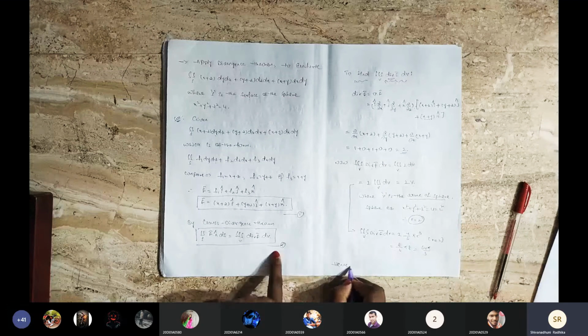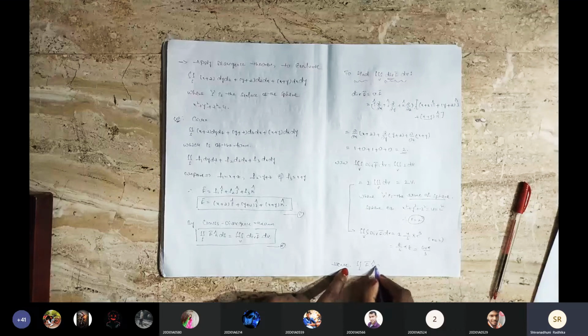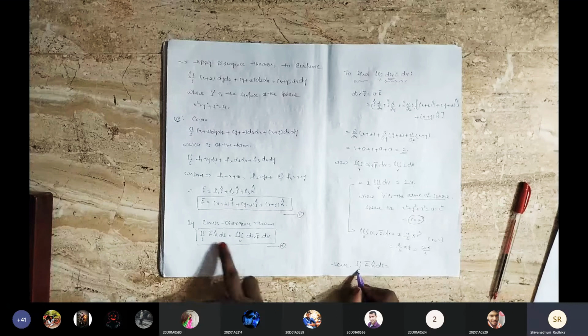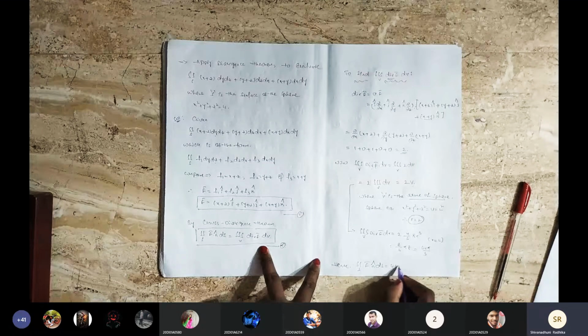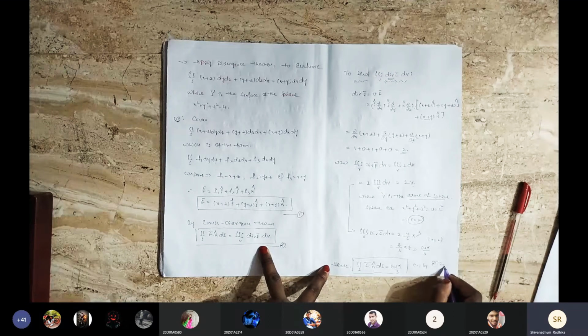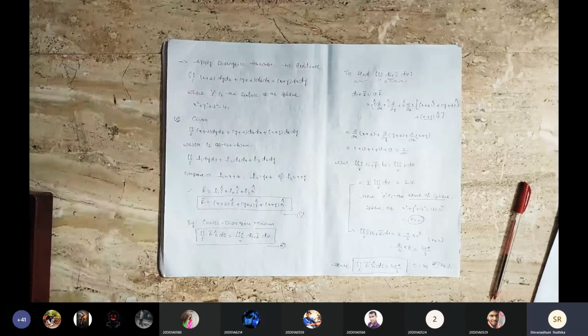Hence, by the star equation, the double integral over S of F bar dot n cap dS equals 64 pi by 3. Right? Using the star equation, by the Gauss divergence theorem. Hence the double integration.